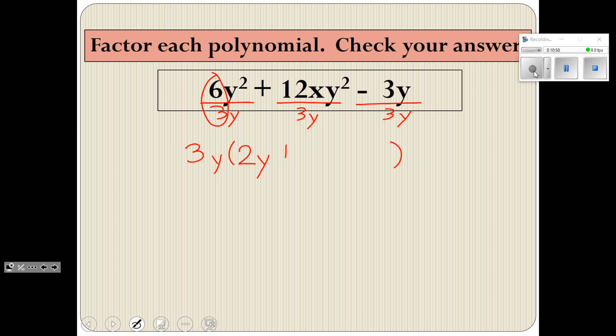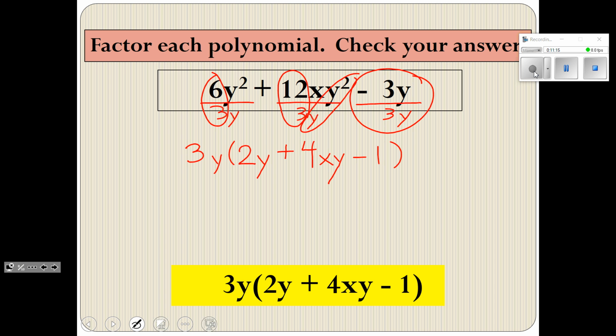I'm dividing 2 positives, so I know we have a plus sign. 12 divided by 3 is 4. X, and then we have y squared divided by y, which is y. Then we have a term divided by itself, but one of them is negative, so we have minus 1.